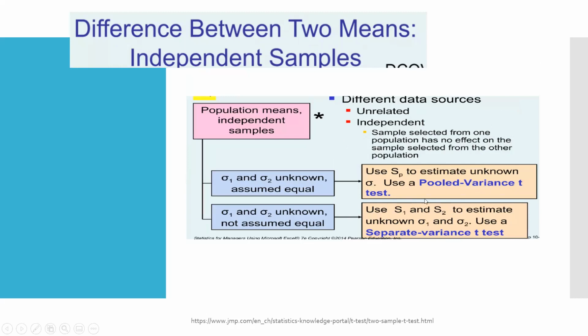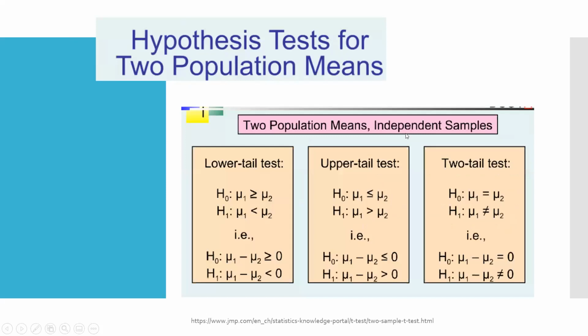And for this, we use either a pooled variance t-test in case the assumption is that the samples have unknown standard deviations, but the variances are assumed equal. And in the second scenario, if the standard deviations are unknown and unequal, then we use a separate variance test. But considering the first scenario, we use the unrelated and independent samples.